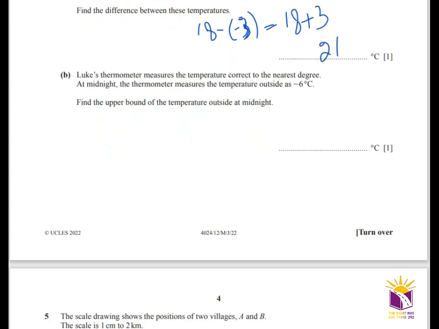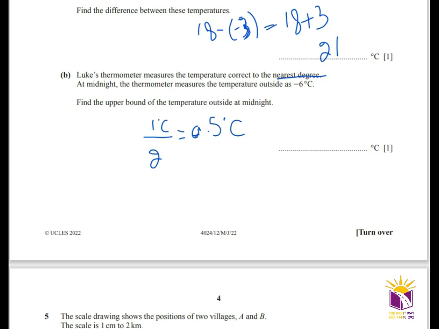Luke's thermometer measures the temperature correct to the nearest degree. At midnight, Luke's thermometer measures the temperature outside as minus 6 degrees centigrade. Now we have to find the upper bound of the temperature outside at midnight. So nearest degree means 1 degree. We are going to divide it by 2 and we will get 0.5 degree centigrade. So the value for the plus minus will be 0.5 degree centigrade.